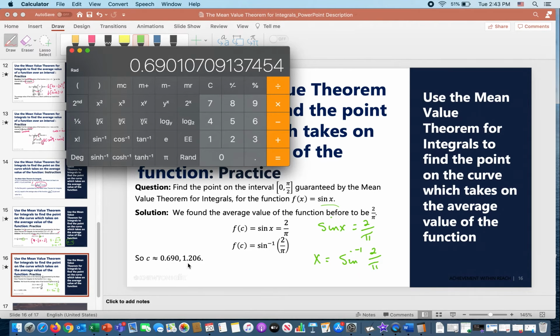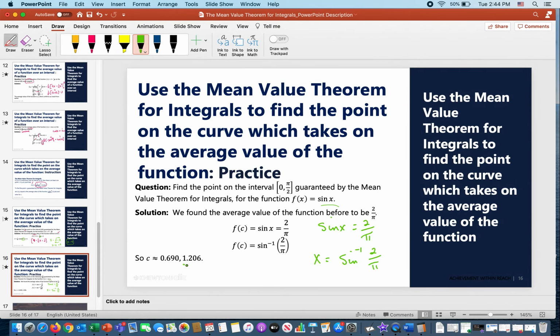So the question becomes, where on earth did we get 1.206? Well, that has to do with the fact that sine is positive in the first and second quadrants. So I'm going to take this value and subtract it from pi. Let me double check. Hang on a second. 1.206.